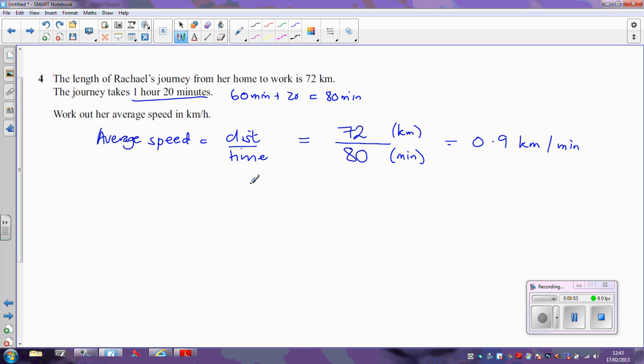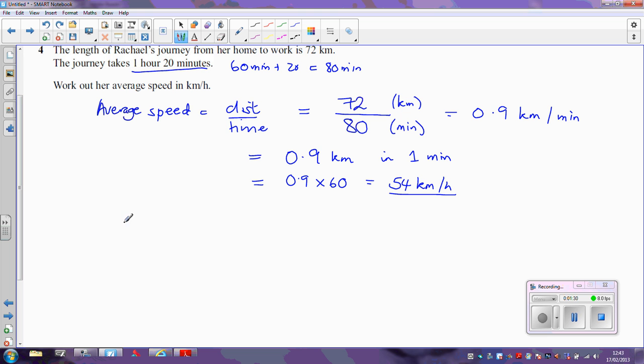If I then want to change that into kilometres per hour, which is what they need, what this means is that Rachel can go a distance of 0.9 kilometres in 1 minute. And if we want to work out the distance that she could go in 1 hour, well, 1 minute is obviously multiplied by 60 to give an hour, and she could go 60 times that distance in an hour. So if we then do 0.9 multiplied by 60, well, that's 54. Her speed then in kilometres per hour is going to be 54 kilometres per hour. That's one way of doing it.